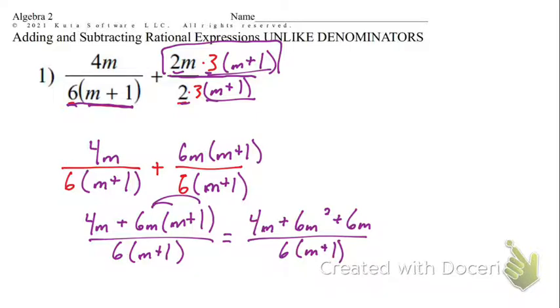So all I did was distribute that. Now I'm going to combine some like terms. So the 6m squared right here is going to stay out front. When I add the 4m plus the 6m, that gives me 10m.